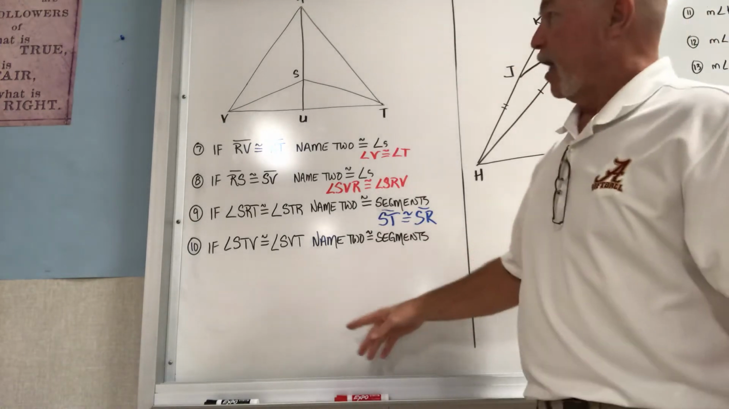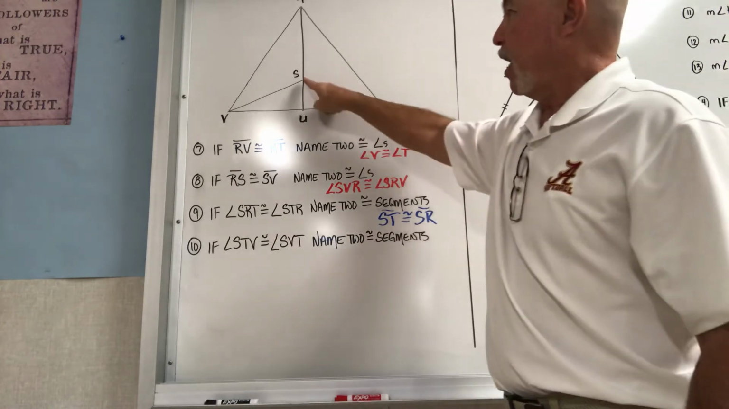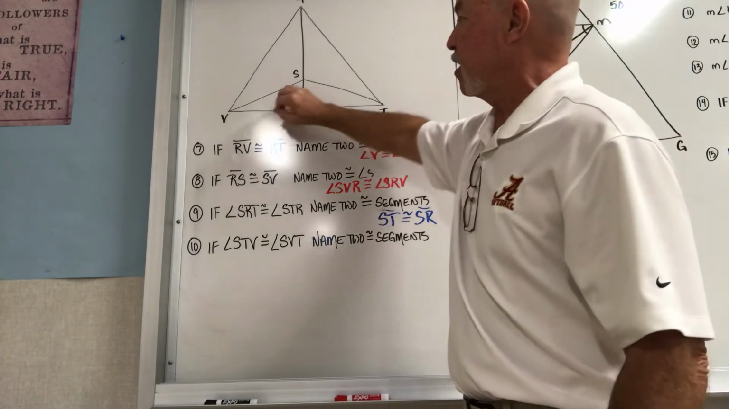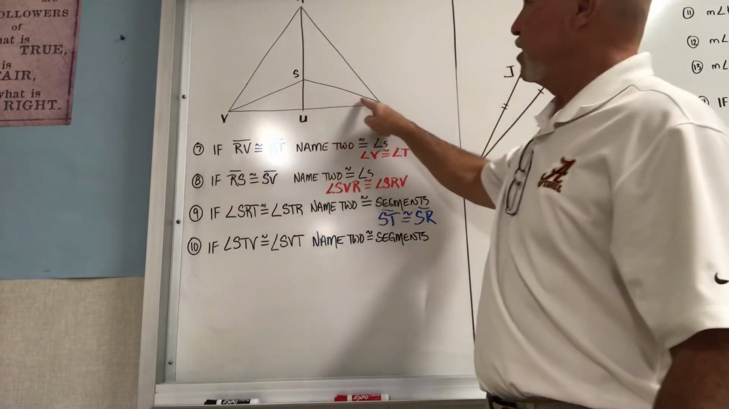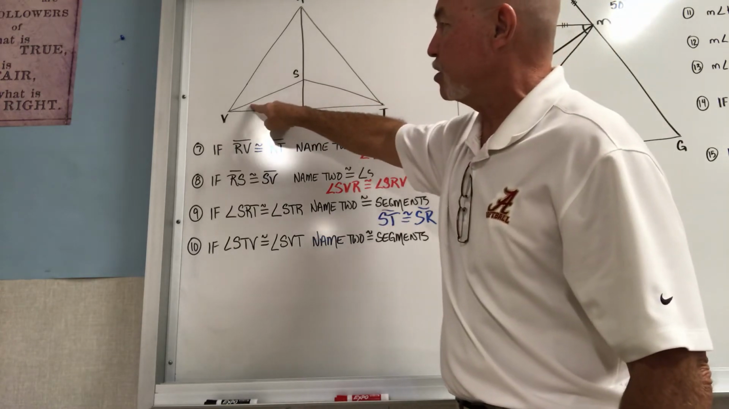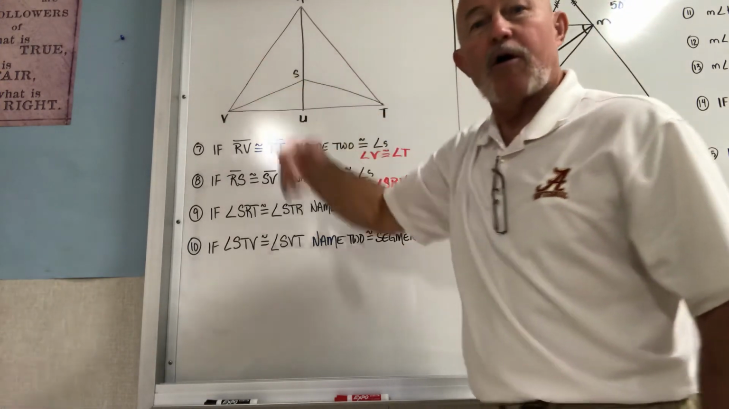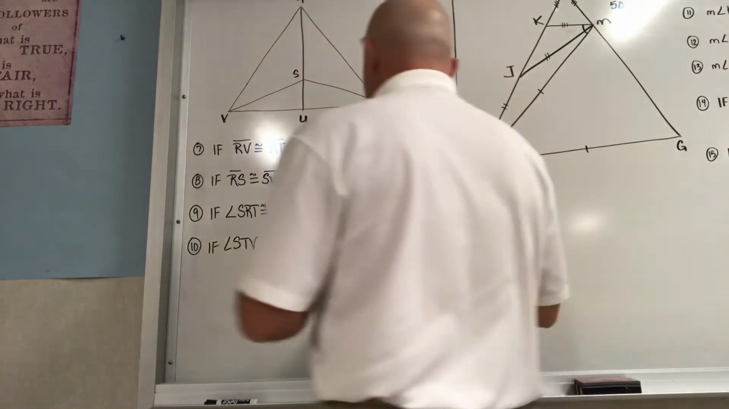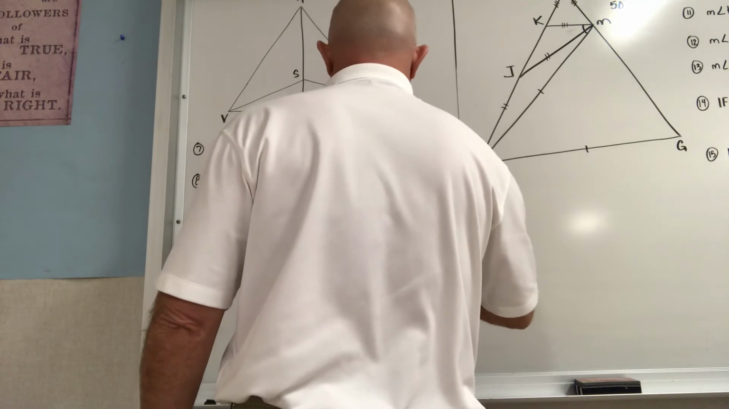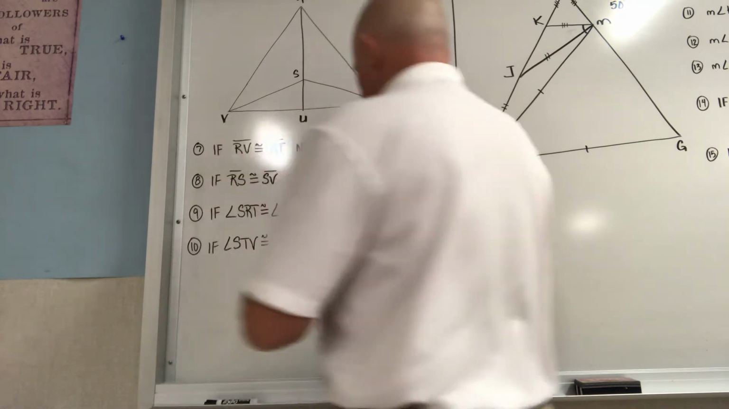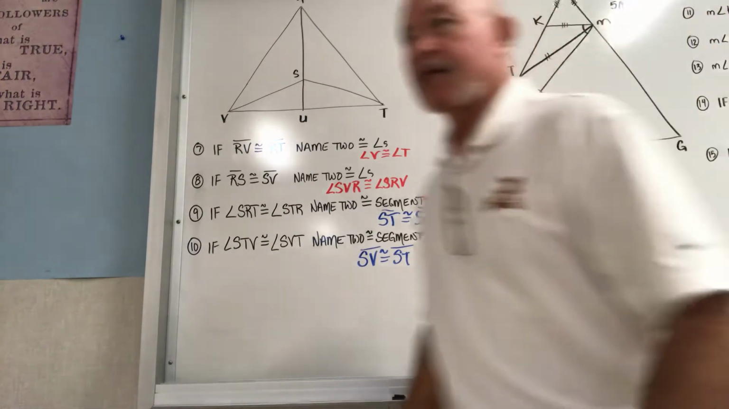Last one here. STV is this angle. SVT is this angle. Doesn't exist for this problem. So if this angle is equal to this angle, follow across. That means ST, SV are our equal segments. Okay, there we go.